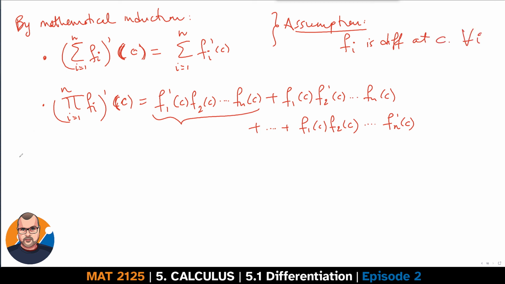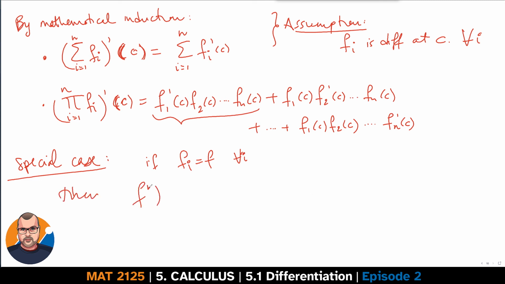There's a special case here. If each individual component is identical to all the other ones, then the derivative of the product of each of the functions will be the derivative of the nth power of the function, and it is going to be the same as n times the n minus 1 power of the function f. Now be careful, sometimes we use a notation between round brackets here to mean that we're talking about the n minus 1th derivative. Without the brackets, we're talking about the power times the derivative of the function.